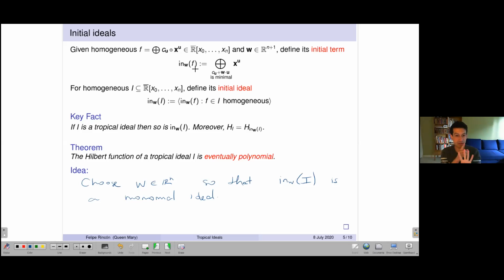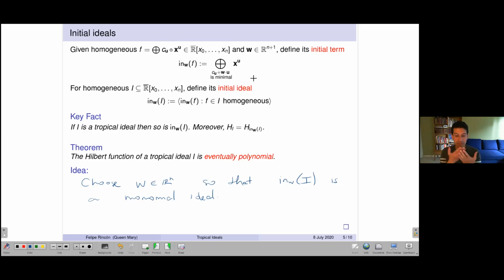So it picks out a single monomial in each of those terms for every degree, right? So you see that if W is generic, then there's only going to be one monomial that achieves the minimum in a polynomial, and that means the initial term of a polynomial is going to be a monomial.